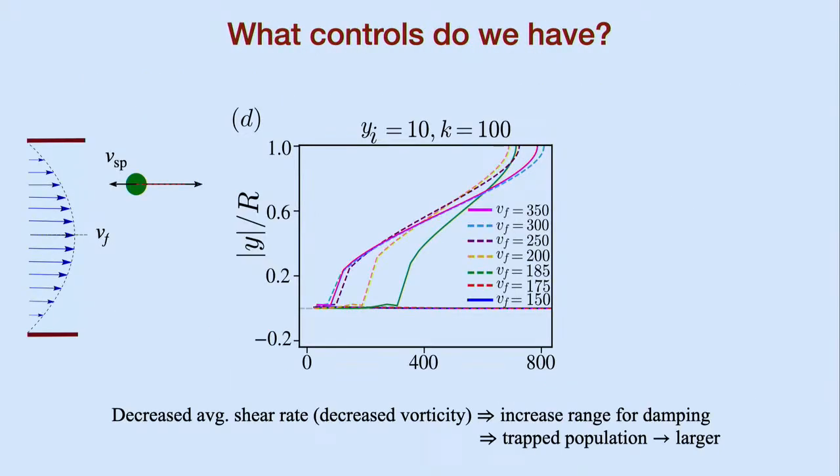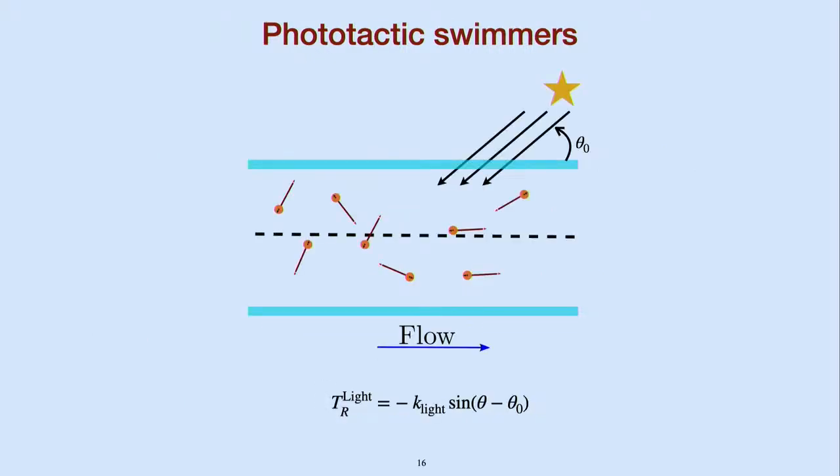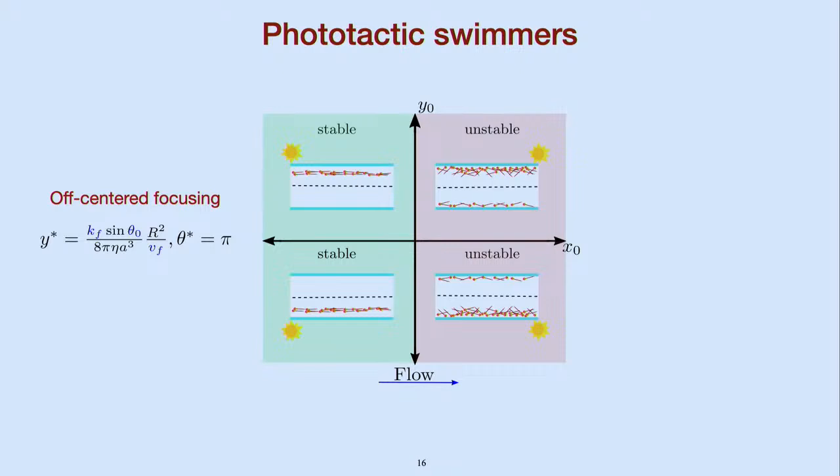Just two things: with this inclusion of the detailed hydrodynamics, we can predict some controls over the system. For example, we can start playing around with certain values, such as the shear rate, the velocity at the center of the imposed flow. Just by playing with that, you can increase the population that gets trapped in the center. Also, if you introduce an aligning field, you can focus the particles at a particular height.